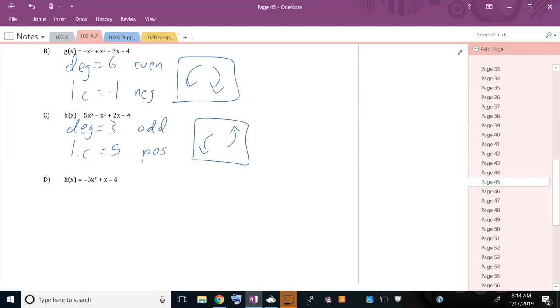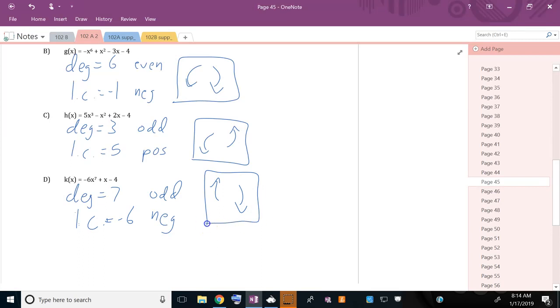Finally, k of x is negative 6x to the 7th plus x minus 4. So here, the degree is 7. My leading coefficient is negative 6, which is negative. Again, that degree is odd. So here, we're going up on the left and down on the right. Again, if we forget these or just want to check, we can graph them on our calculators.